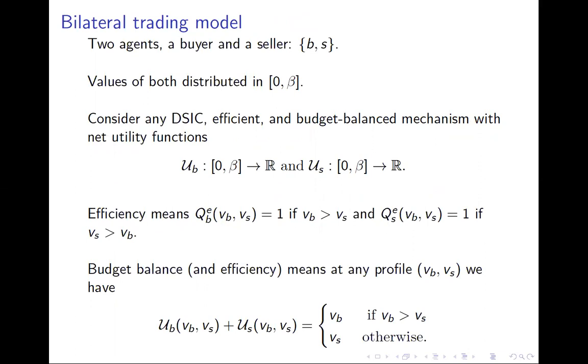Okay, so what we will start off by studying is a very simple trading model where there are just two agents, a buyer and a seller. So we'll call them B and S. And basically, we are going to explore if a dominant strategy mechanism exists in this model which is efficient and budget balanced. So we're going to assume that values of both the agents are distributed between, let's say, 0 to 1. Let's consider some distribution of values. The distribution won't matter in this case because everything will be prior free, except for the fact that these values are in this interval 0 to beta.